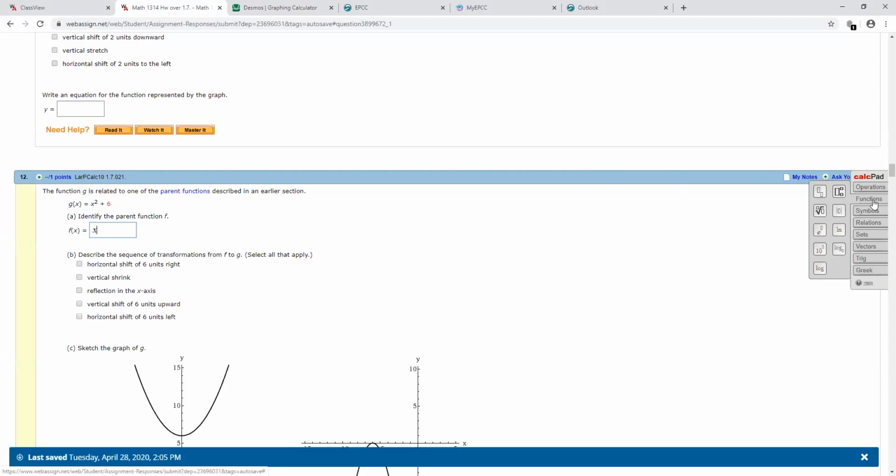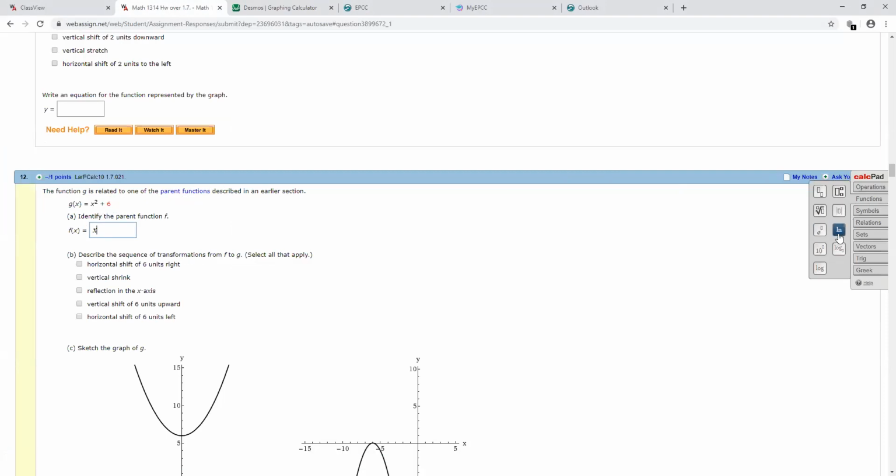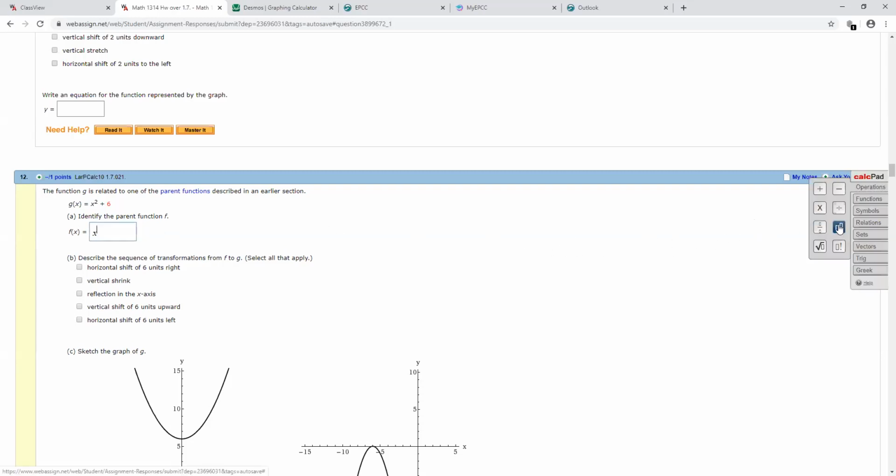And sorry, where am I at? I don't see it. So, oh, this one, square.